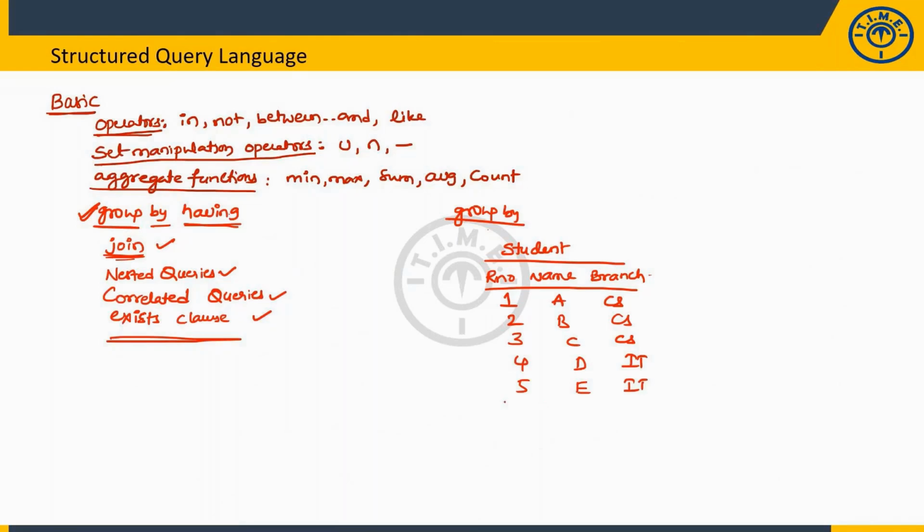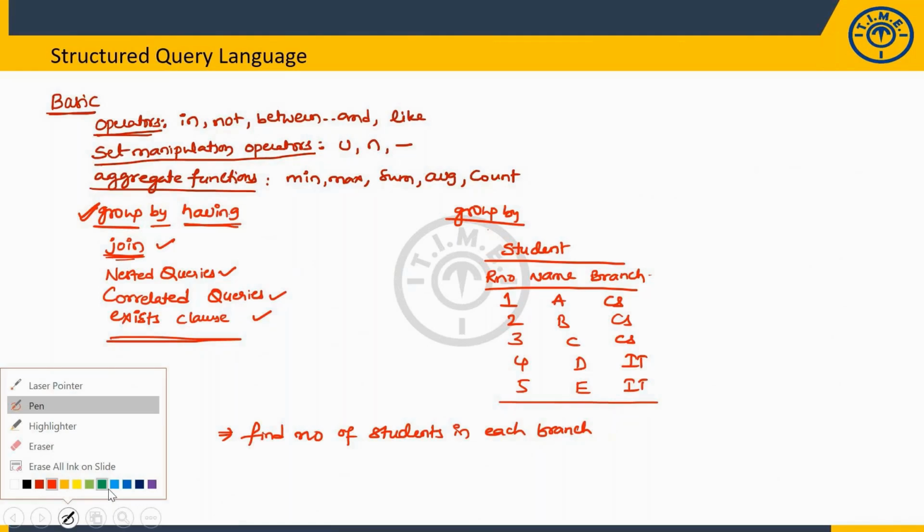Okay. Suppose the question is: find the number of students in each branch. Find the number of students in each branch. How many students are in every branch? How do you calculate how many students are in every branch?